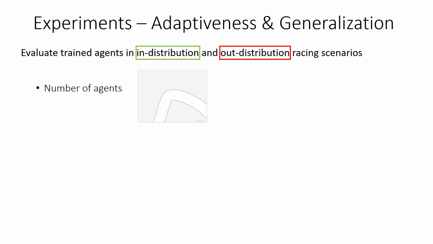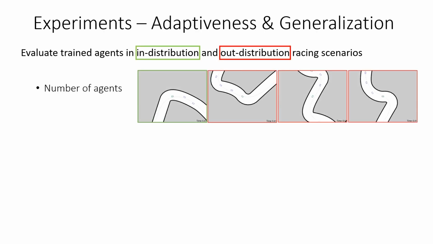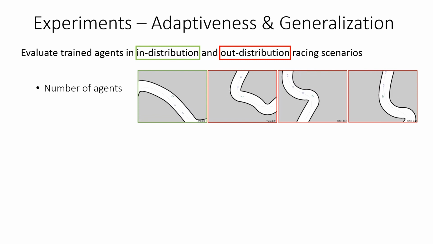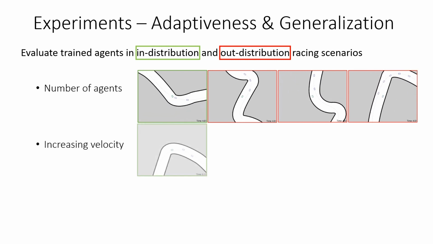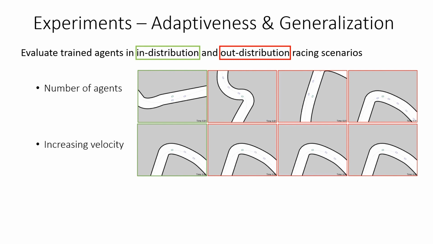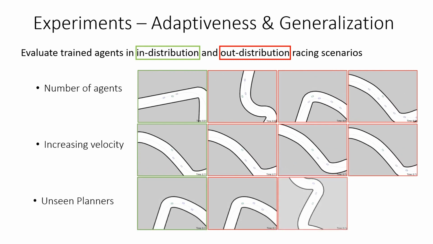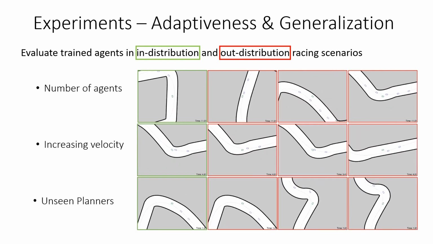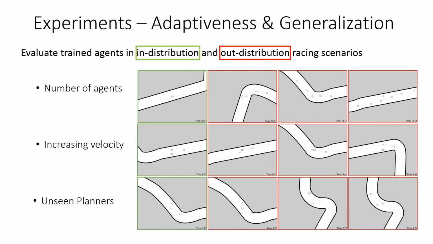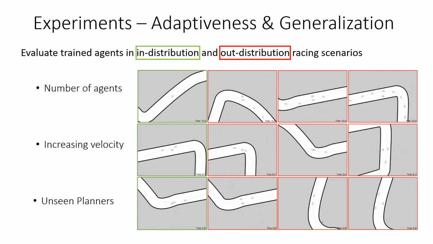Finally, we studied adaptation and generalization to out-of-distribution conditions, including the number of agents, increasing velocity of the opponents, and previously unseen planners. Here we show a selection of demonstrative videos from one of the trained agents, and for more detailed statistics we invite you to refer to the paper.